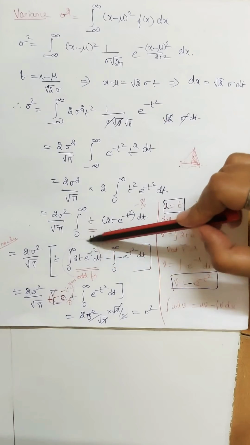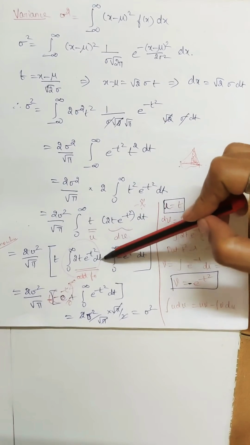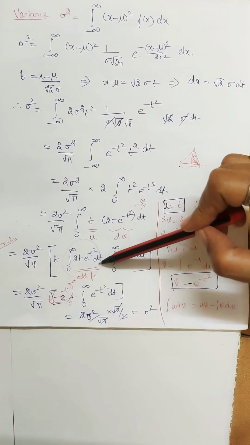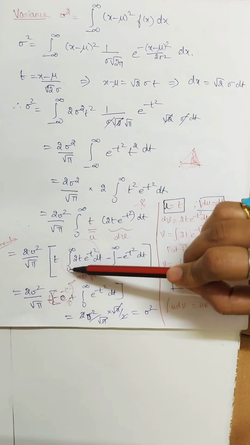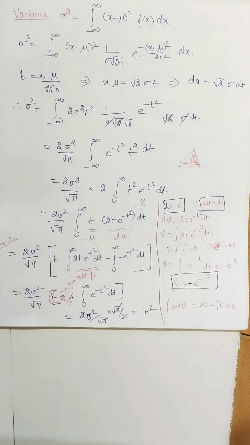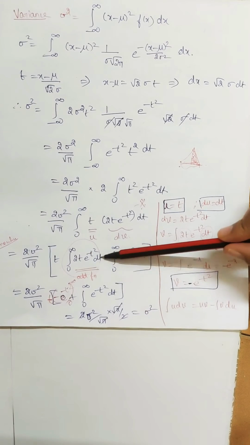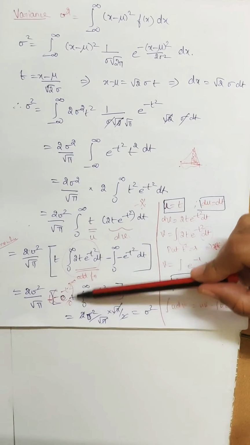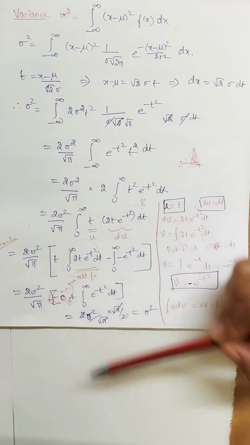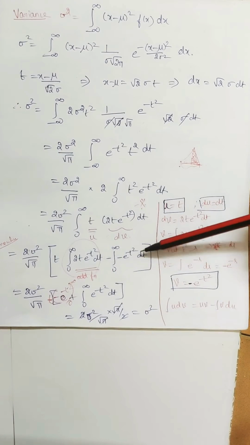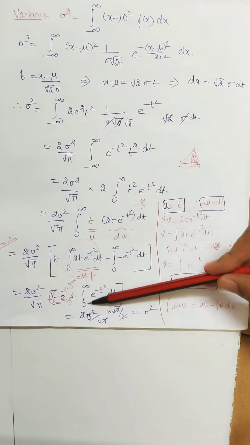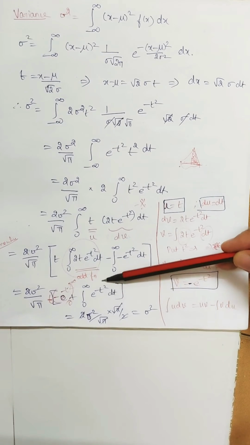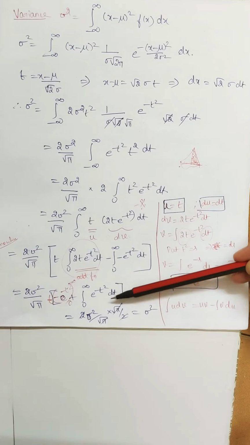So the first term completely becomes 0. Here you cannot use that form, since it's an odd function, the integral value is 0. For an odd function from minus infinity to infinity, you can close your eyes and write 0. Here we have a value, but because of this limit, the first term is completely gone and we have only the second term. So this minus and minus will become plus. So integral 0 to infinity e power minus t square dt.